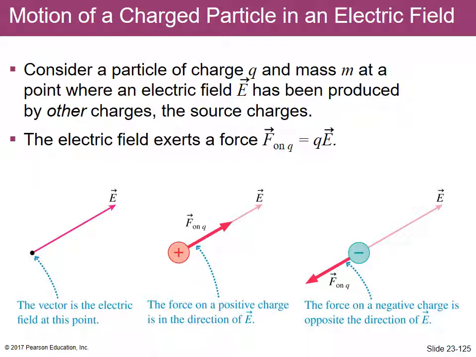Consider a particle of charge Q and mass m at a point where an electric field E has been produced by other charges, the source charges. The electric field exerts a force, Q times E, in the direction of the field on a positive charge and opposite the direction of the field on a negative charge.